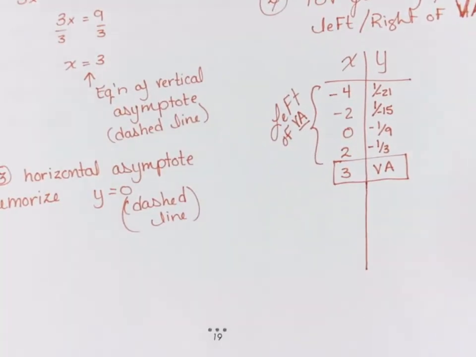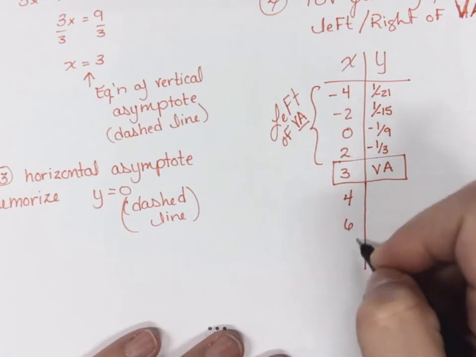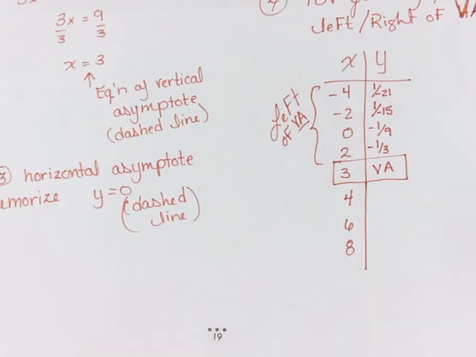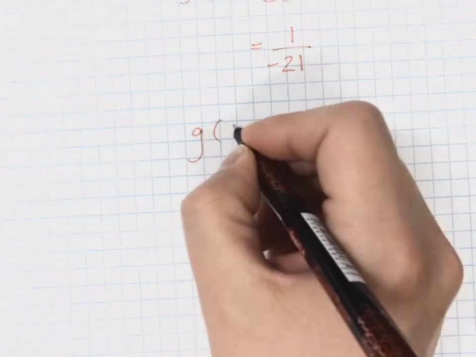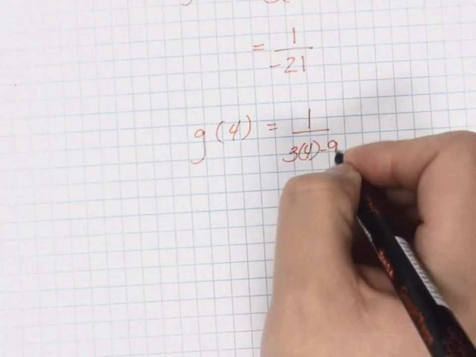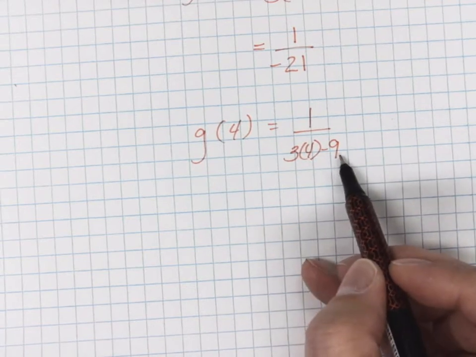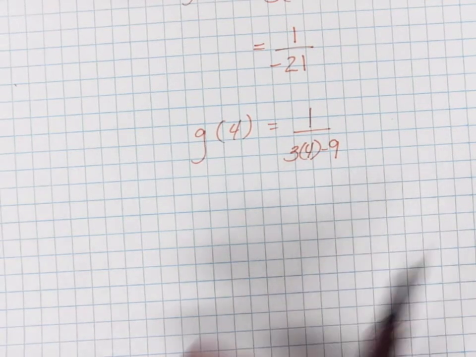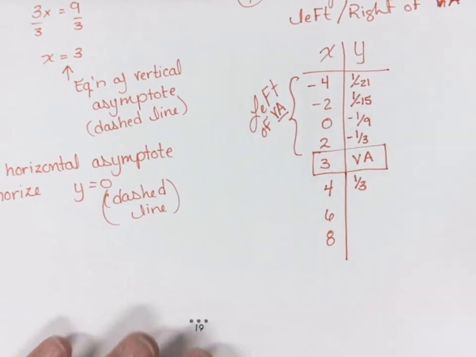Okay, so if we were at 3, what are values greater than? 4, 6, 8, maybe. We'll try those ones. So again, we're going to substitute them into the reciprocal function. So we're going to have g of 4 equals 1 over 3 times 4 minus 9. What's that going to be? 12 minus 9. This time it's a positive 3. So on the table, it's going to be 1/3.